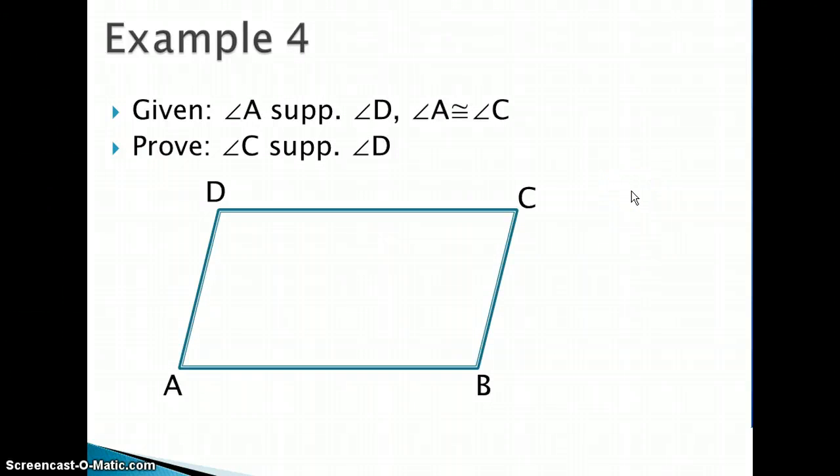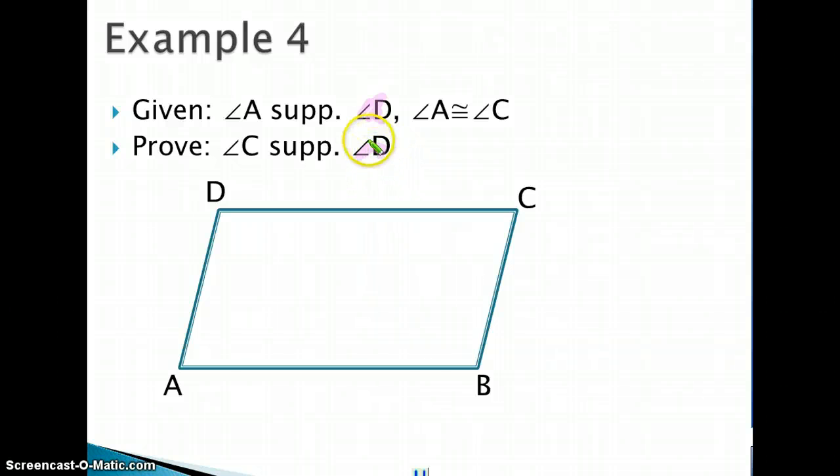Alright, I want to cover one more, and I think we'll call it a day with the notes. So in this example, we're given that angle A is supplementary to angle D. So this angle right here is supplementary to this top angle here. I also know that angle A is congruent to angle C. So let's just kind of recap what's going on here. We've got supplementary here and supplementary here to the same angle.